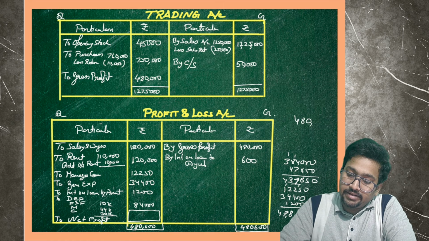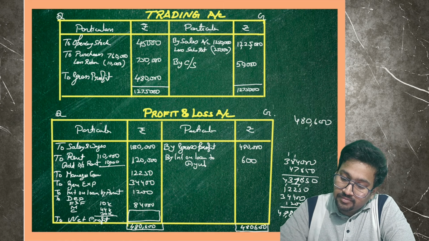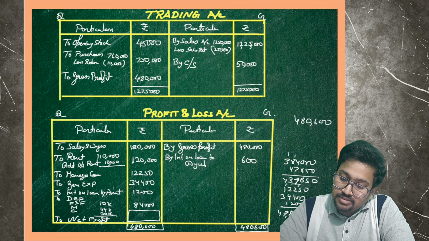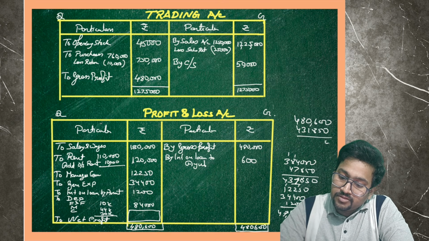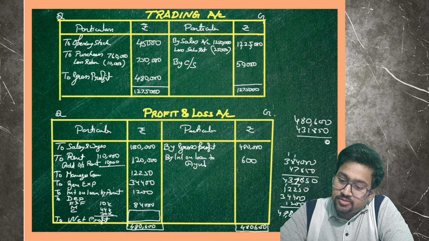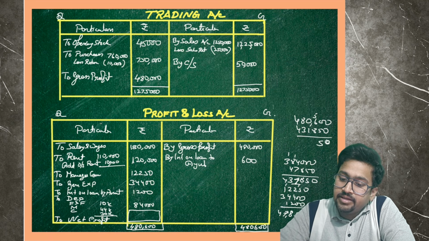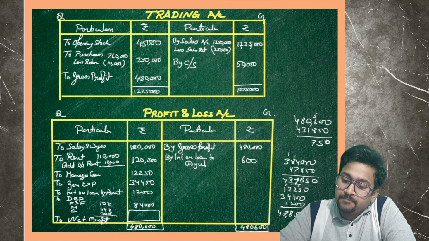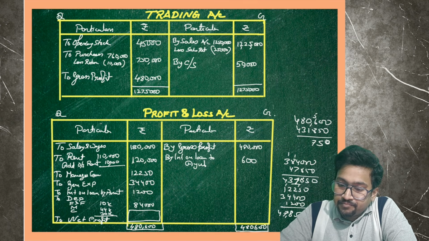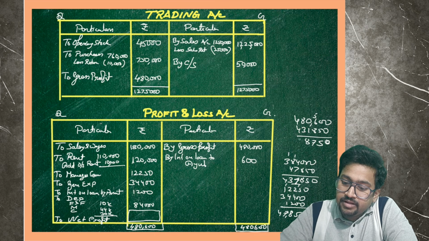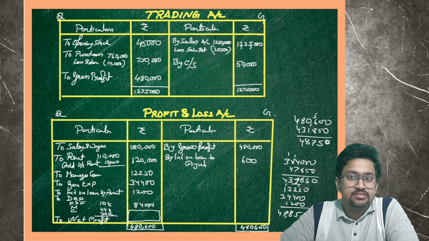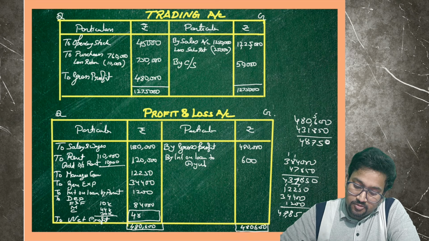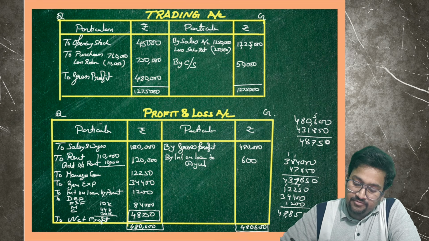So from 4,80,600, if we subtract 4,31,850. 0 minus 0 is 0, then 0 minus 5, so there it is 5. 8 means 7. And here it is already 9, 9 minus 1, 8. And here it is 4. 48,750 will be your net profit. So I'll write it over here, 48,750.